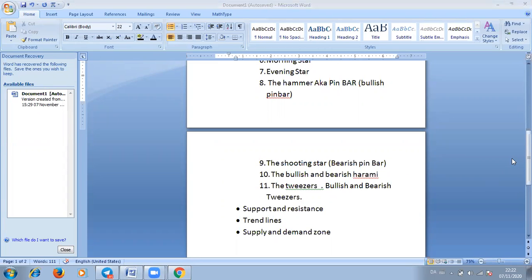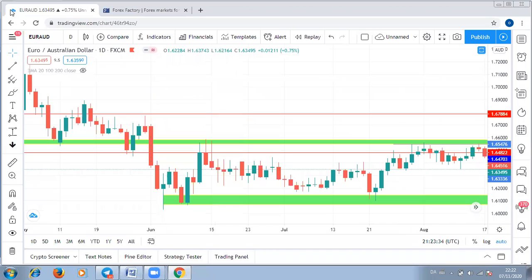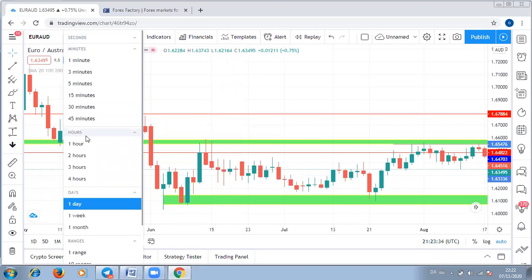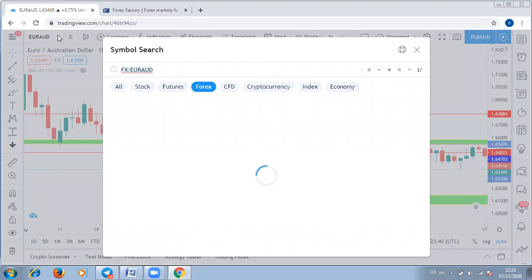So now we're going to move to the next phase, support and resistance. For that, we would need to use a different chart. I want to explain support and resistance.